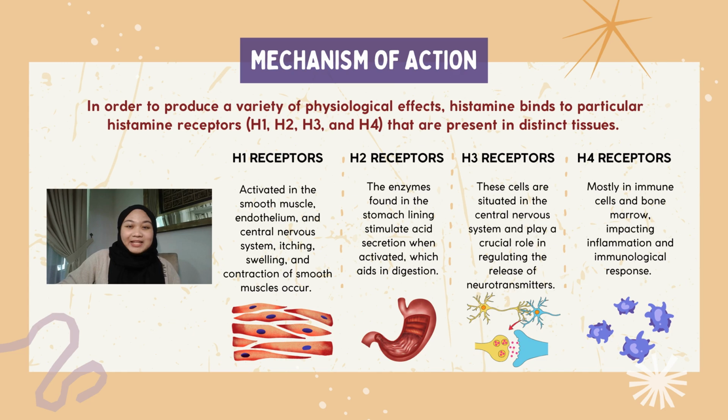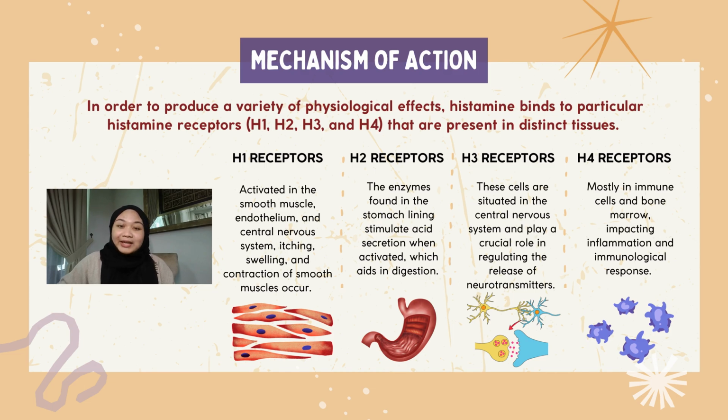Histamine operates by binding to four main types of receptors, H1, H2, H3, and H4, each located in different tissues and responsible for distinct effects. H1 receptors are found in the smooth muscle, endothelium, and central nervous system. When activated, they can cause itching, swelling, and smooth muscle contraction.